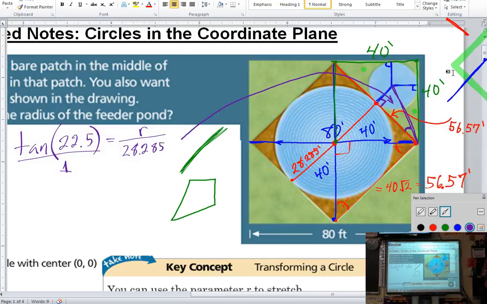Times the tangent of 22.5. Good job, Megan. Make sure you're in degrees. If you get a weird answer, you're not in degrees. So according to this method, my radius will be 15.78 if we round, feet.